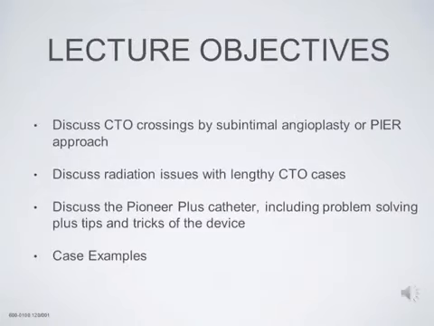So our objectives today are going to be four. We're going to discuss total occlusion crossings by subintimal angioplasty, or the PIR approach. We're going to discuss radiation issues with lengthy CTO cases. We're going to discuss the Pioneer catheter and include problem-solving issues, as well as tips and tricks of the device that I've learned over the years. And we're also going to have a few case examples so you can see this.